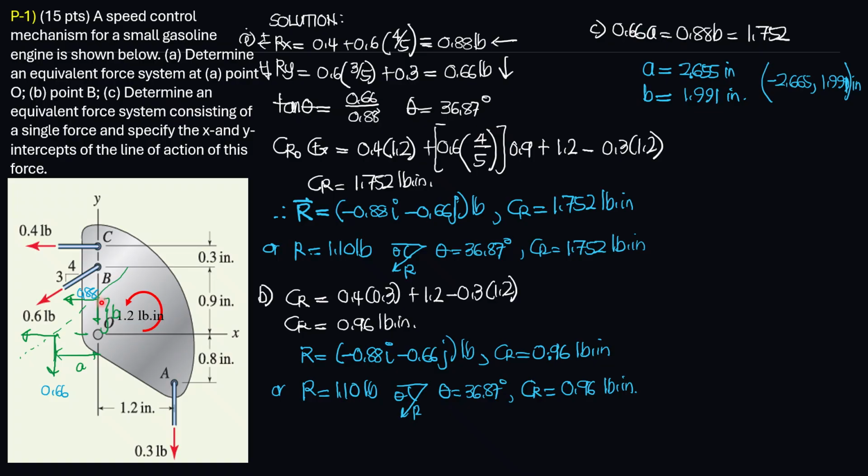counterclockwise. If the force is moved onto this y-axis here, it is the horizontal component that will have moment about O, and it is also counterclockwise, 0.88 times B, and we equate it to 1.752. So from the figure, A is 2.665 and B is 1.991 inches. But A is negative, so this should be the final answer: negative 2.665 comma 1.991 inches. That's it for the x and y intercepts.